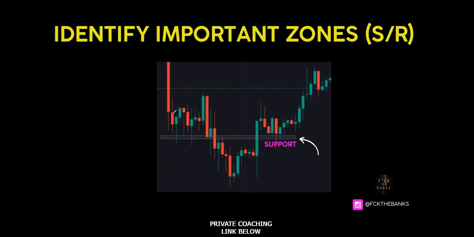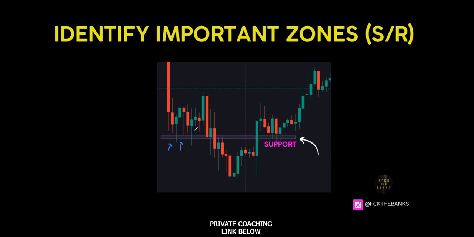This is another example where you had this support being created. Now, how do you know whenever you have a support? Well, whenever you have more than one rejection of a level, or you have a bullish candle, then a bearish candle and a bullish candle, that's going to be a support or a resistance.